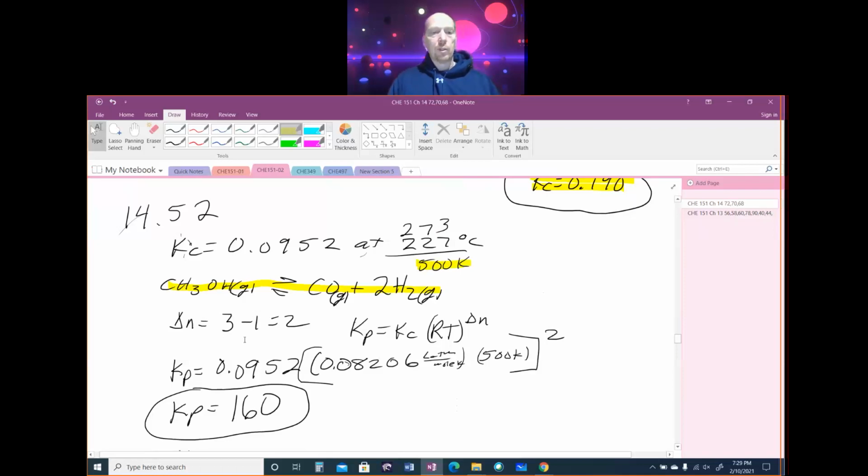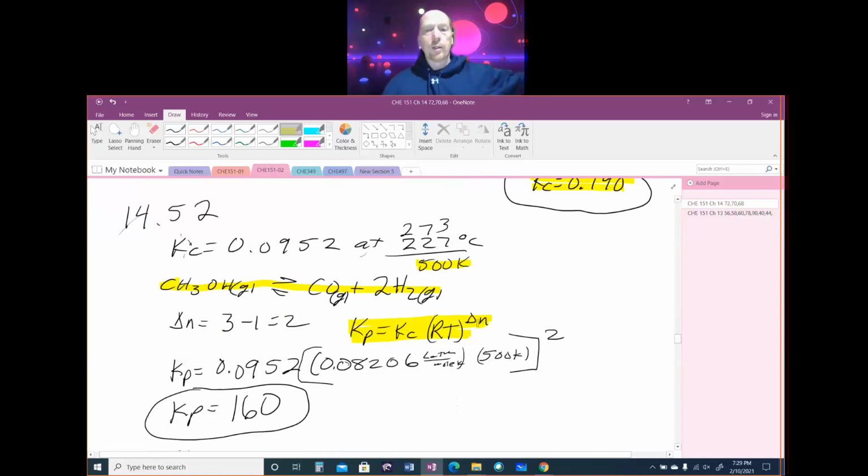All right, and so now it says convert your Kc to Kp. You look on your equation sheet, you have your Kp is equal to Kc (RT) to the delta N. Delta N is the number of moles of gaseous products, which we have 3 moles, minus the moles of gaseous reactants. We have 1 mole of gaseous reactant. So our delta N, 3 minus 1, is 2. So that's what we're going to put here.